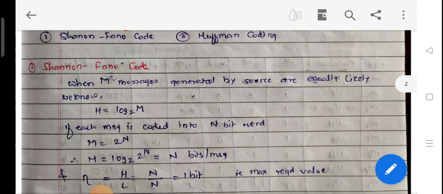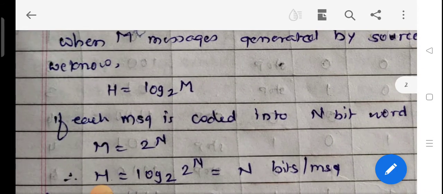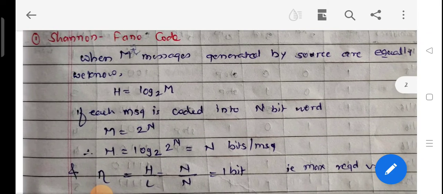In this method, suppose we are given a discrete memoryless source that generates M messages which are equally likely. That means all the messages generated by the source are equiprobable, they have the same probability of occurrence. Then we know the equation for entropy, which we have seen in the previous lecture. The maximum value of entropy, when all the messages are equiprobable, is given by the equation capital H equals log to the base 2 capital M.